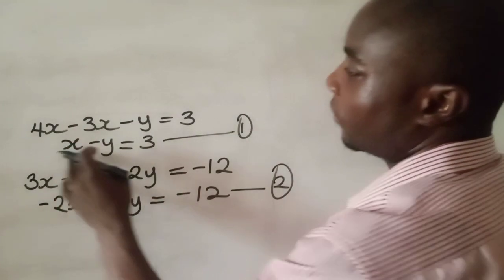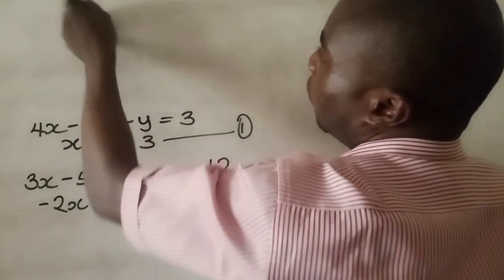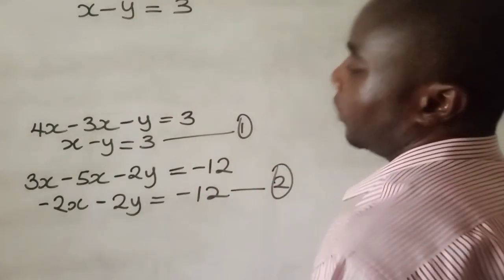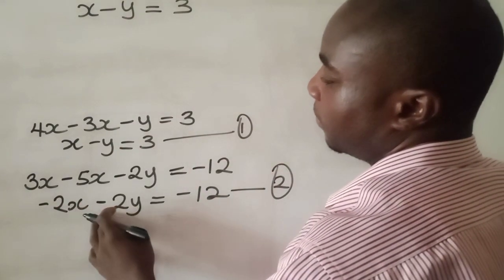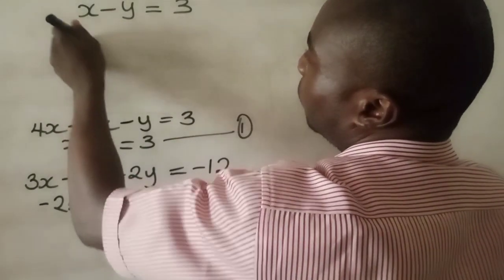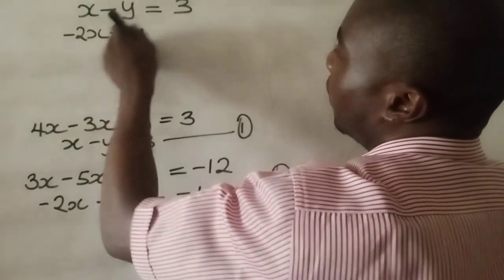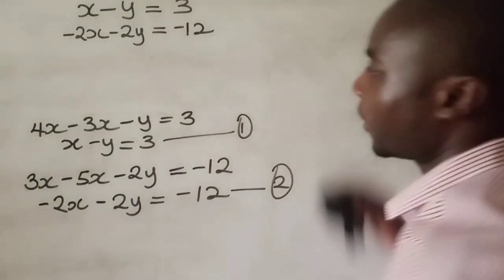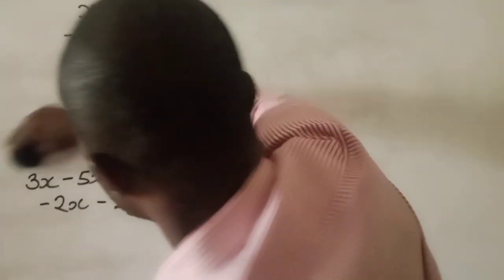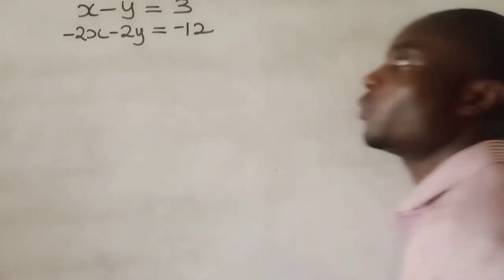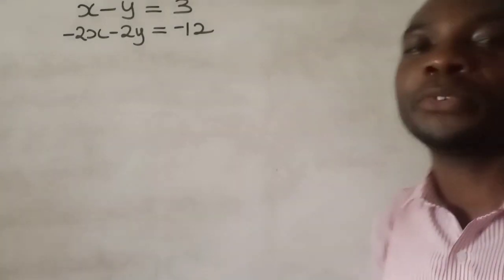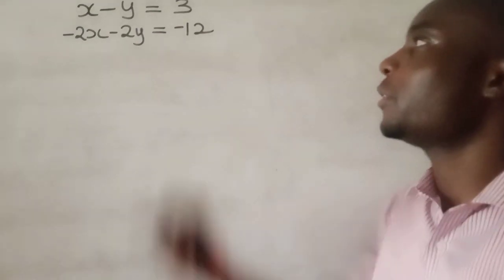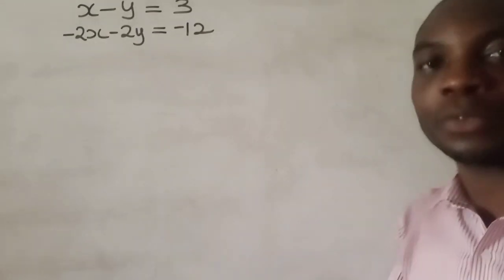So our equation 1 says x minus y is equal to 3. And our equation 2 says minus 2x minus 2y is equal to minus 12. All right. So what we're going to do next is to decide which method we're going to use to solve this. Either we use the substitution method, or the elimination method, or the graphical method. All right, let's use the elimination method. That will be quite fast.